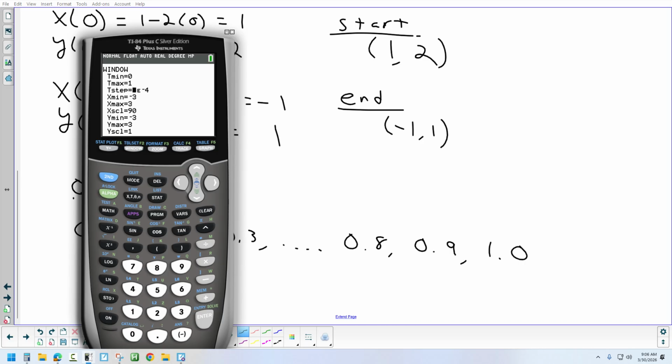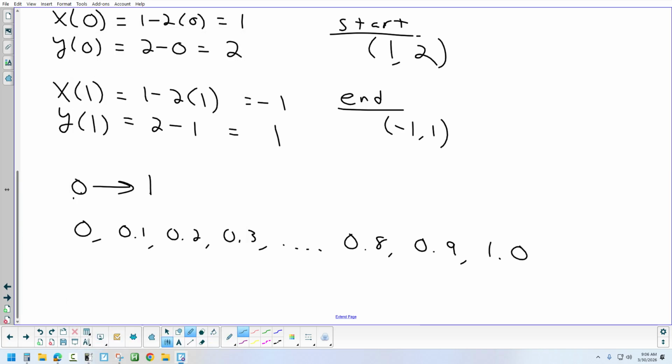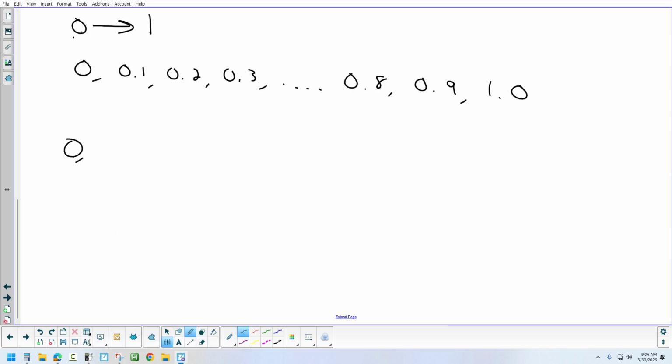Now, let's say you did a t-step of 0.4. If you start at 0, the first point you're going to get is 0. What would be the next value that it would plug into the formulas if you increment by 0.4? Yeah, 0.4. What would be the next value that it would do after 0.4? Yep, we do 0.8. And what would be the next value?